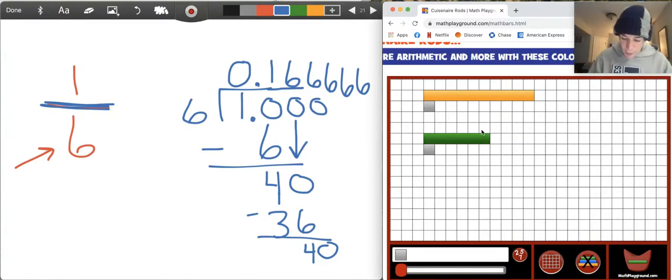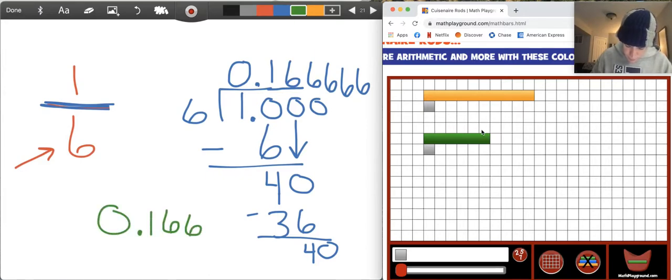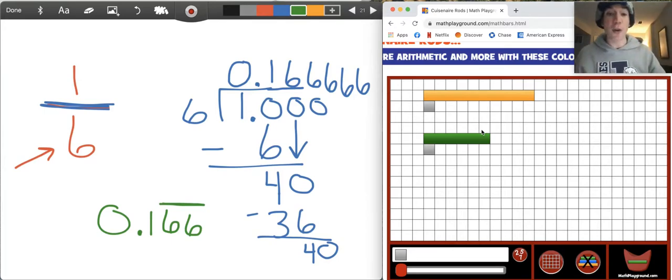Now, here's how we handle a repeat. I'm going to write this decimal as 0.166, or 166 thousandths. But what I'm going to do is put this little line, this little bar, over just the sixes. And that tells me when I write this decimal that the sixes are going to repeat. So I know that that is a repeated part of the decimal.